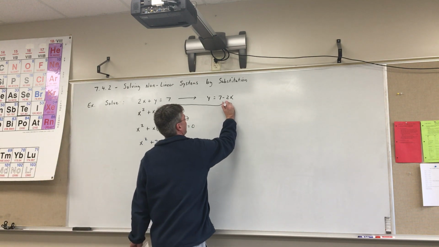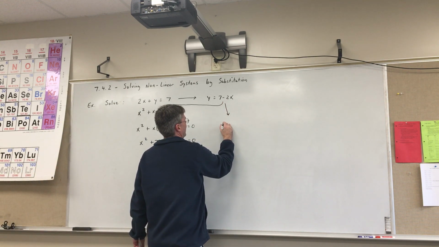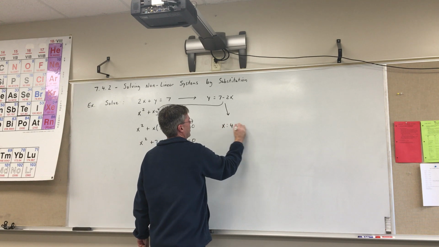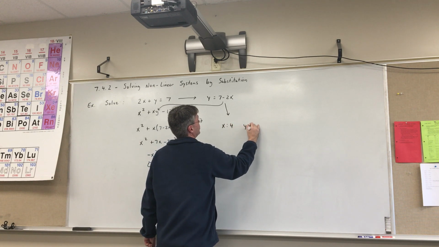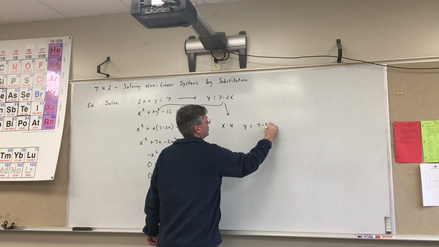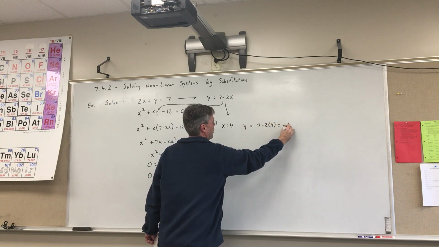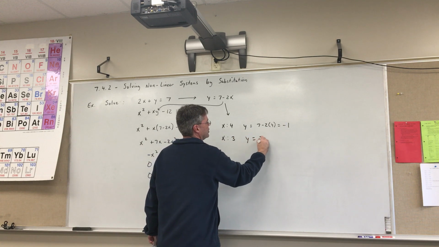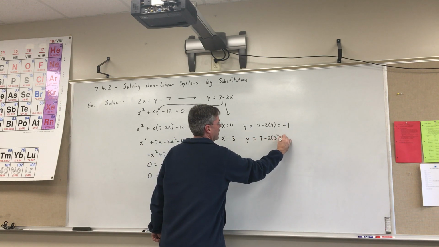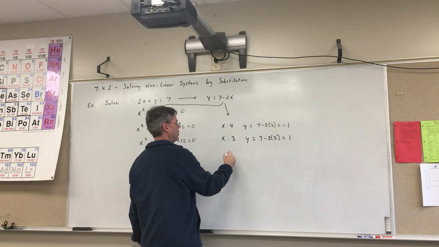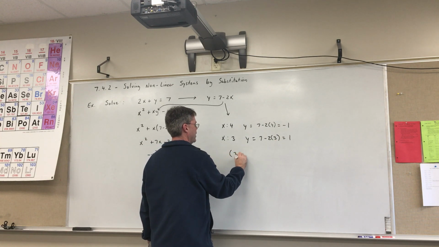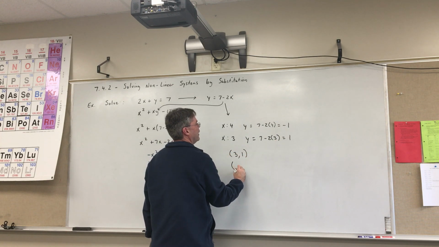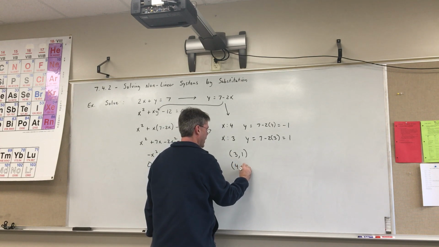Substitute right back up here for y. When x is 4, y is equal to 7 minus 2 times 4, which is negative 1. When x is 3, y is equal to 7 minus 2 times 3, which is 1. So our solution points are 3, 1, and 4, negative 1.